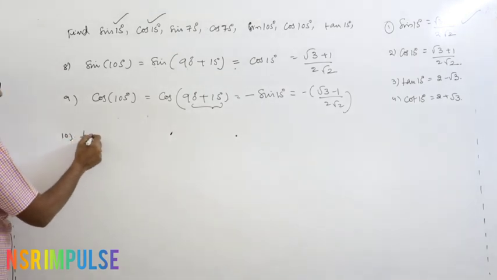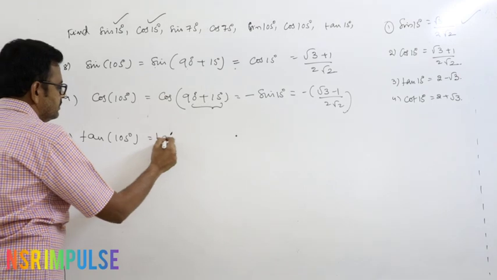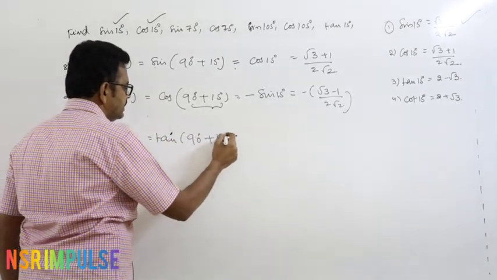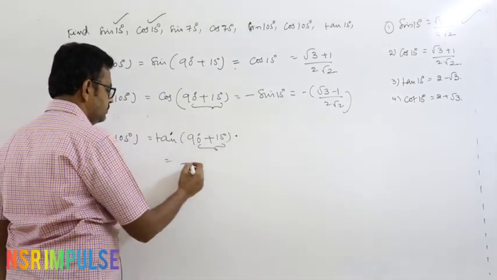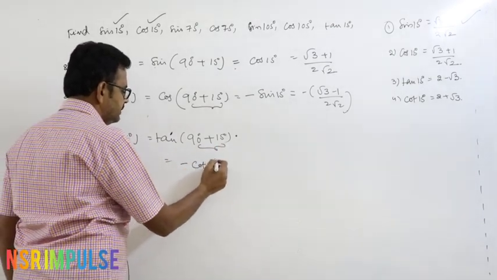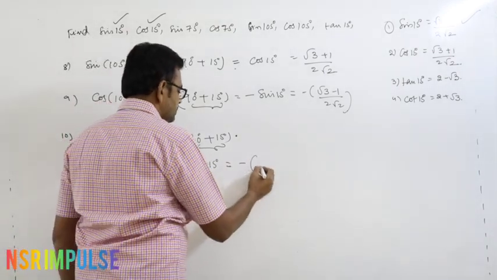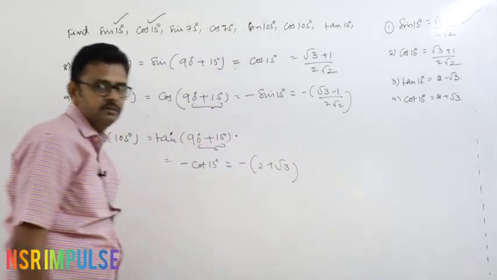Next term, tan of 105 degrees is equal to tan of 90 degrees plus 15 degrees. 90 plus 15, second quadrant, tan is negative. So minus cot 15 degrees. Cot 15 degrees value is 2 plus root 3, so this is minus of 2 plus root 3.